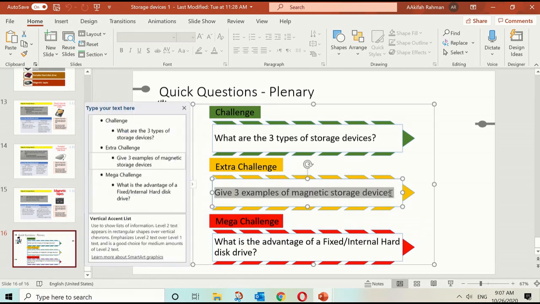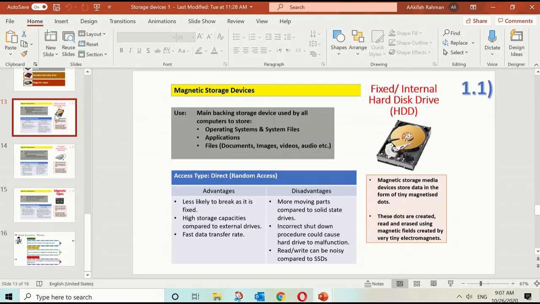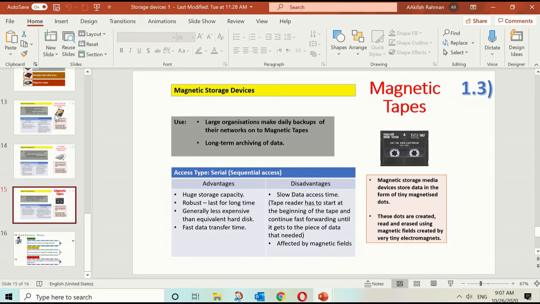The next plenary question is to give three examples of magnetic storage devices. So there were three magnetic storage devices we discussed today: the fixed or internal HDD hard disk drive, the portable or external hard disk drive, and the third one being the magnetic tapes.